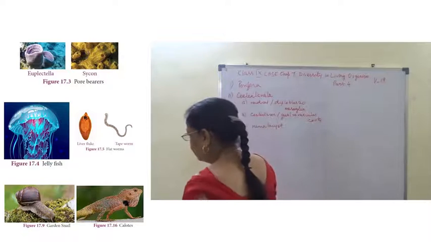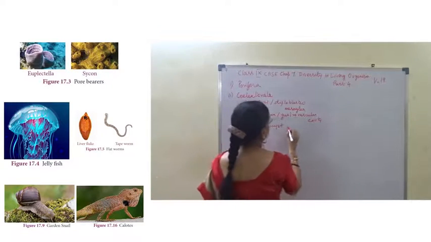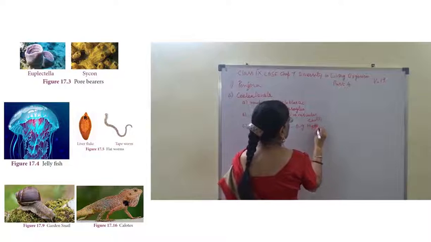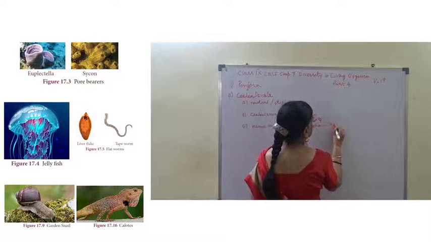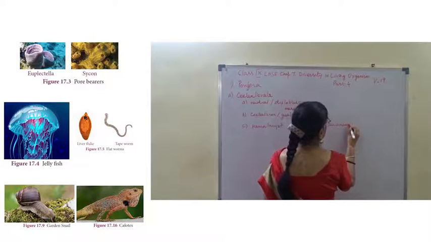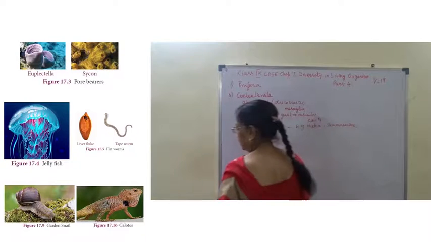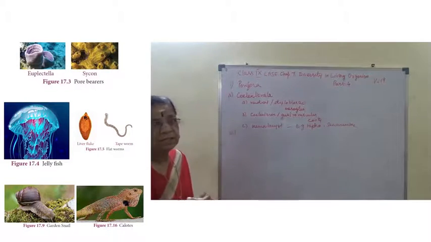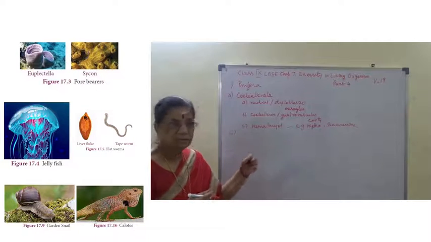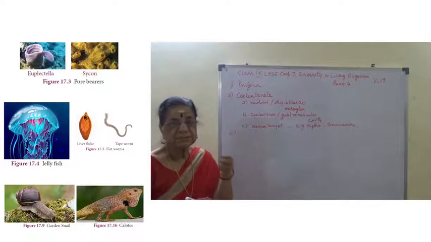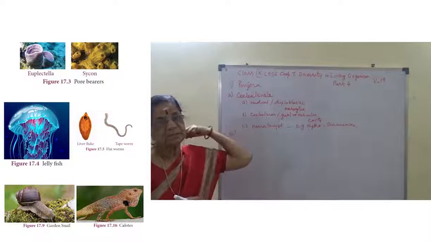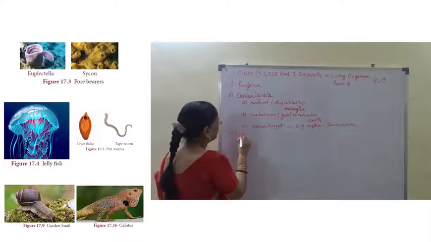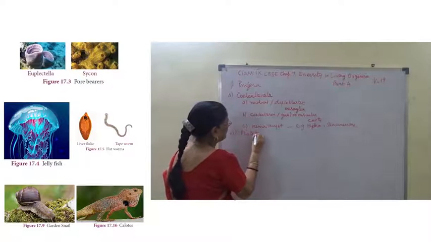Examples of phylum Cnidaria: Hydra, sea anemone, and jellyfish. The examples and the pictures or figures, whatever is available, will run in the video that you will see. Okay. The next phylum, Platyhelminthes.